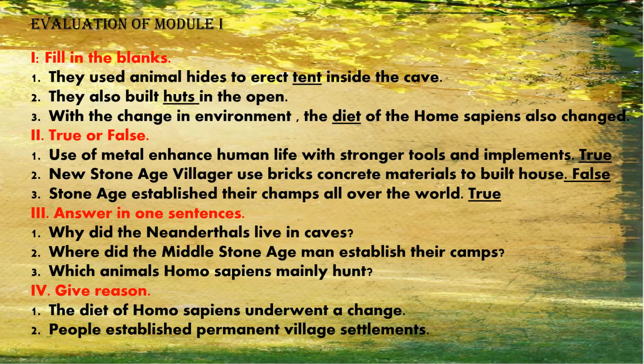People established permanent village settlement. Answer: the nature of agriculture work made it necessary to stay in one place. Therefore, people established permanent settlements to live in them generation after generation.